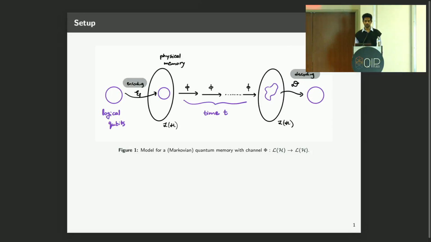Actually, before this, can I just get a show of hands? How many people here actually do error correction by any chance? Is there anyone? Okay, just wanted to, I hope you guys will not be too disappointed.